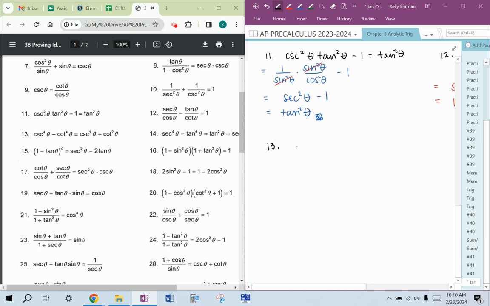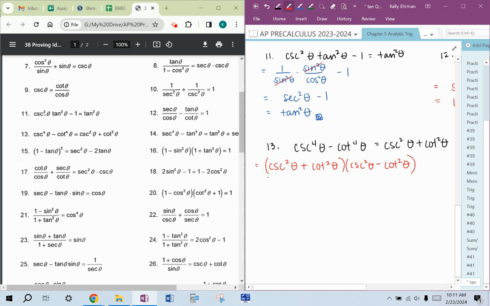All right, for number 13, cosecant to the fourth theta minus cotangent to the fourth theta is supposed to equal cosecant squared theta plus cotangent squared theta. So which side is more complicated? I would say the one with a higher exponent. So I can begin by factoring. When you have exponents higher than 2, you should be factoring. If you're subtracting two powers of 4, you should be doing difference of squares. So cosecant squared theta plus cotangent squared theta times cosecant squared theta minus cotangent squared theta.